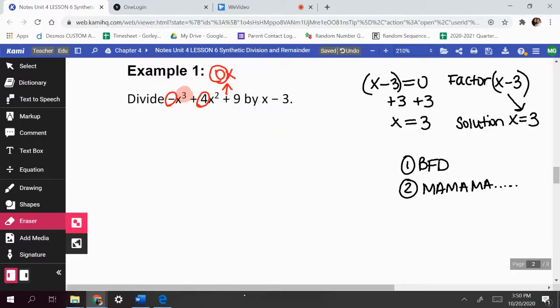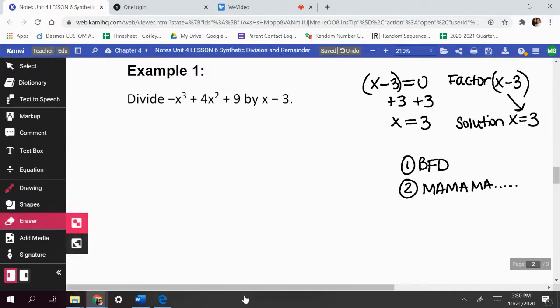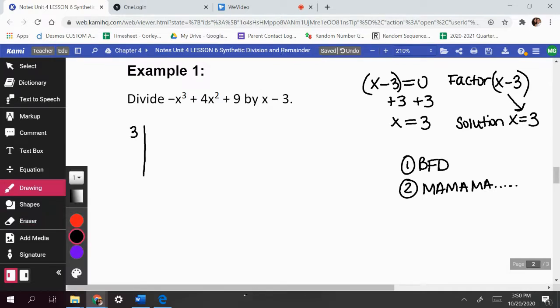First, we set our divisor equal to 0 and solve. So our solution was x equals 3, and that is what goes on the outside. Then I write my coefficients across the top. We had -1x cubed, we had 4x squared, and we did not have an x term, so I had to put a 0 placeholder in there. And 9. We bring the first down.